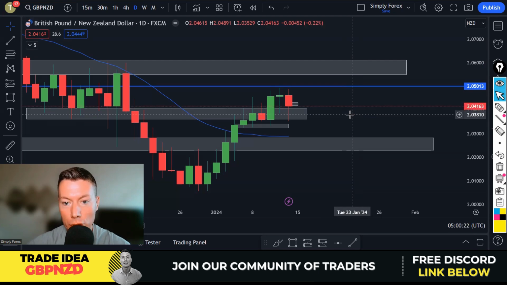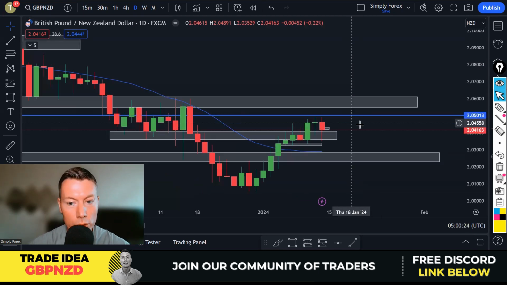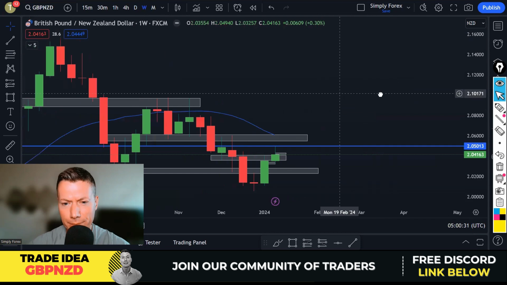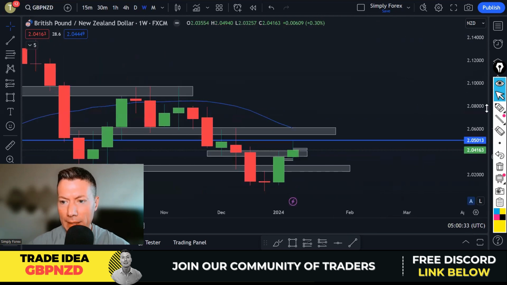Pound New Zealand, my last trade idea. And you're probably thinking, Tom, which way is this going? This is going to be a buy trade. If we look at the weekly chart, I still think we have a little bit more room up to this level, up to this moving average 20. I think there's a bit more to the upside with Pound New Zealand dollar.